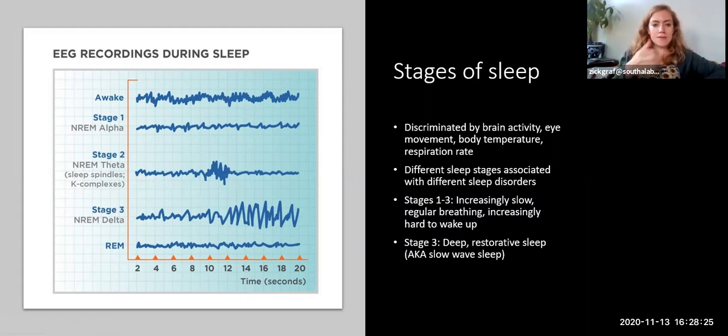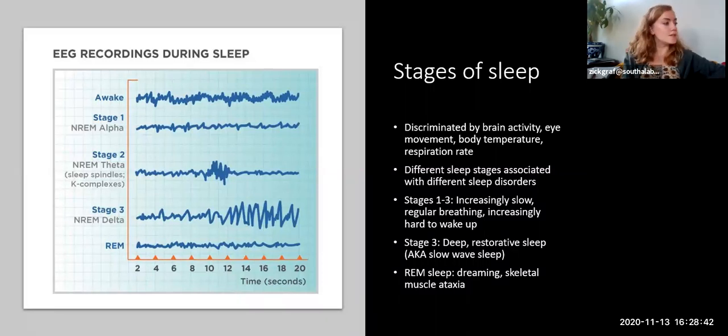Stage 3 is known as slow wave sleep, so high amplitude, lower frequency. This is the type of sleep that humans find the most restorative, the most restful. And then the last stage of sleep is REM sleep. This is the stage of sleep where we're dreaming.